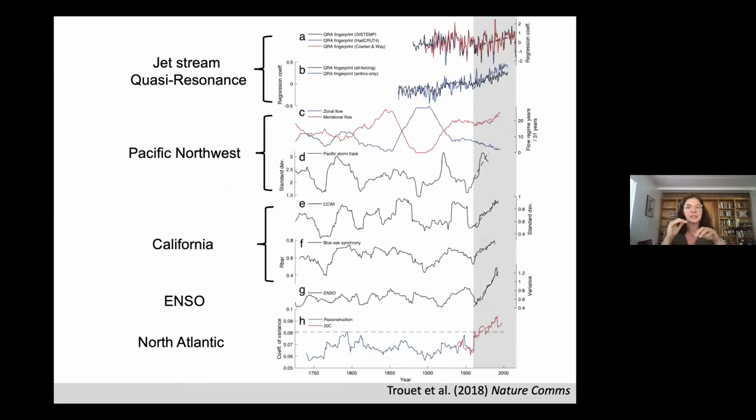So you see this increase in variance since around the same time, since around 1960, in all of these jet stream related systems. And at the top is, in this case, not from proxies or paleoclimate, but instrumental data and models. This is from Mike Mann's work. You can see an increase in jet stream quasi-resonance there as well.